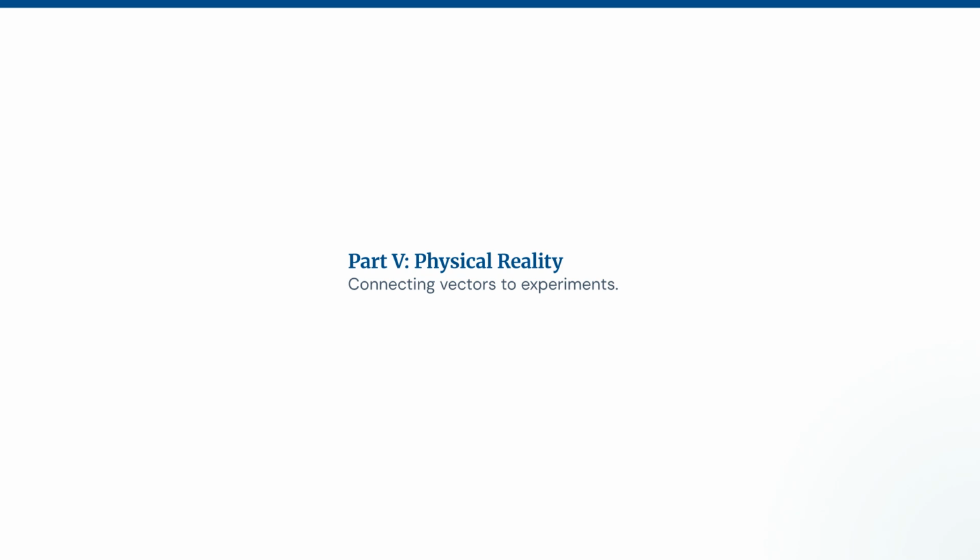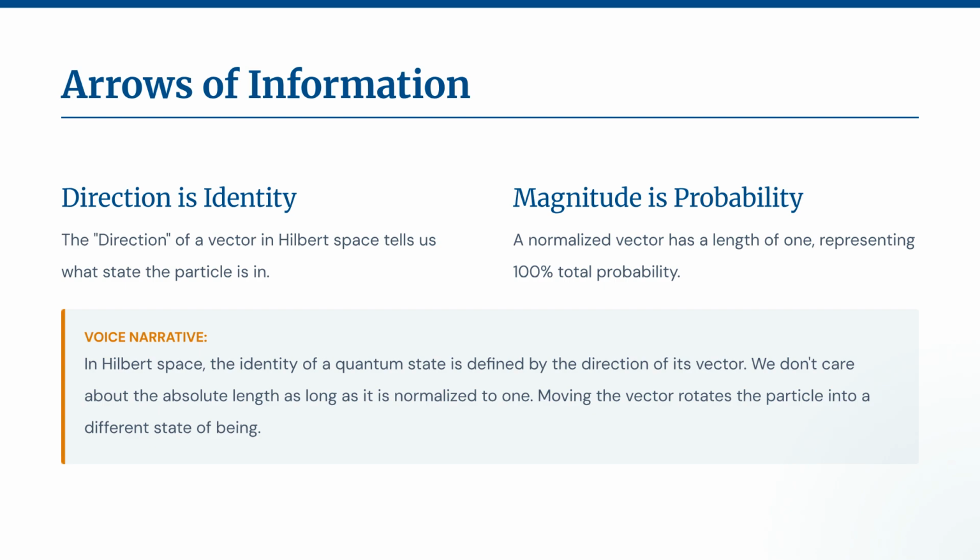Finally, we explore part 5, physical reality, connecting vectors to experiments. In Hilbert space, the identity of a quantum state is defined by the direction of its vector. We don't care about the absolute length as long as it is normalized to 1. Moving the vector rotates the particle into a different state of being.